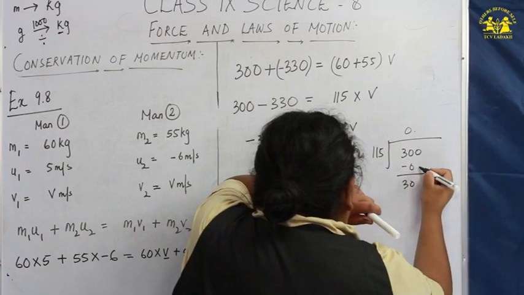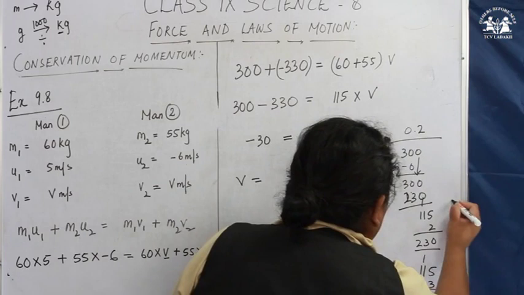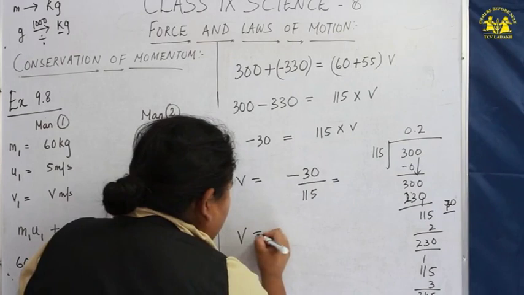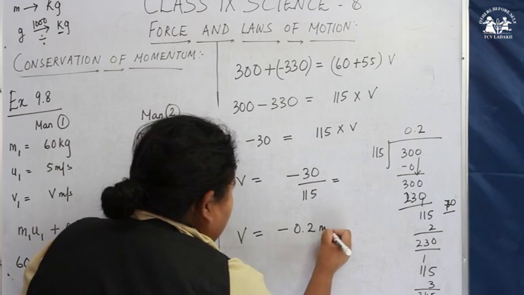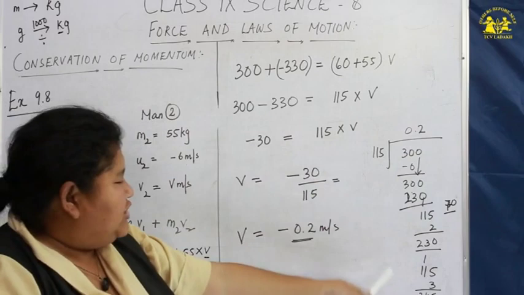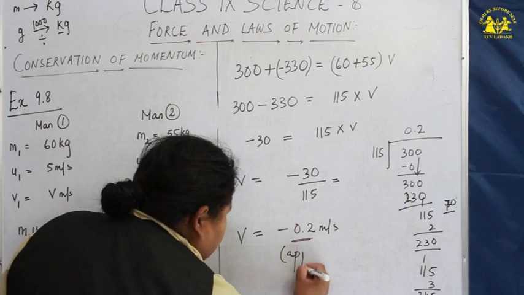Okay, so let us divide. And the decimal, we stop there. So V is equal to minus 30 divided by 115, which is minus 0.2 meter per second. That is approximately 0.2, since we keep one decimal digit. So this is the approximate value, approximately 0.2 meter per second.